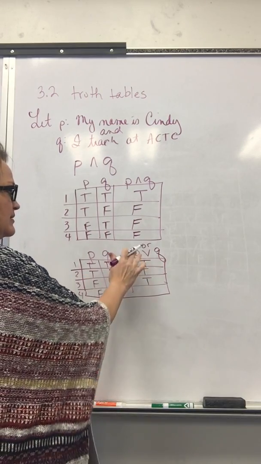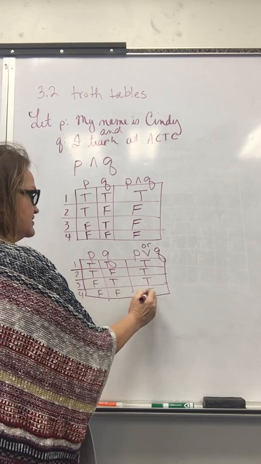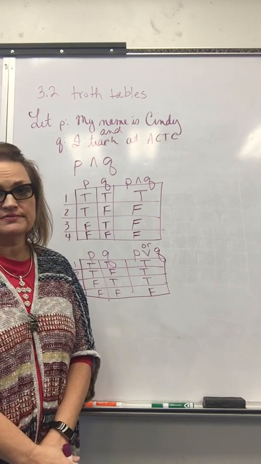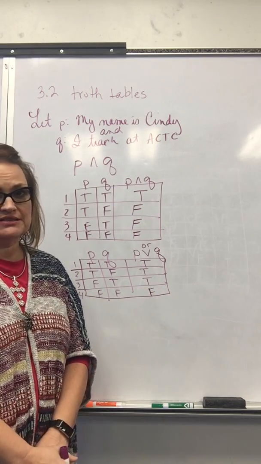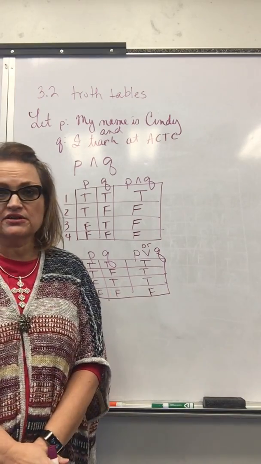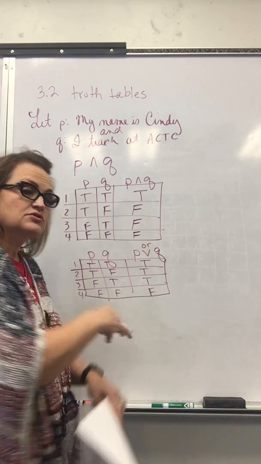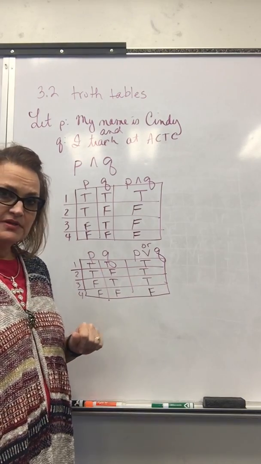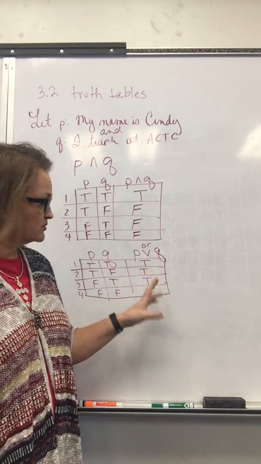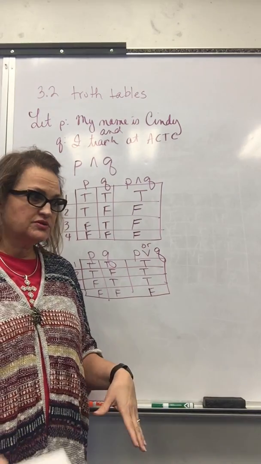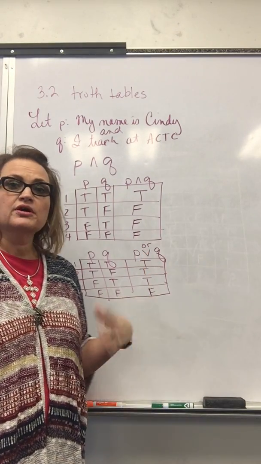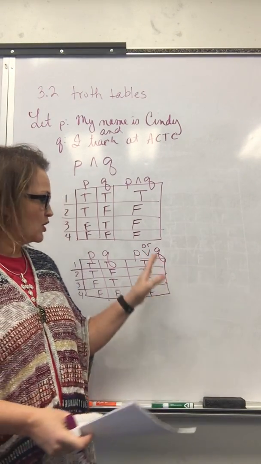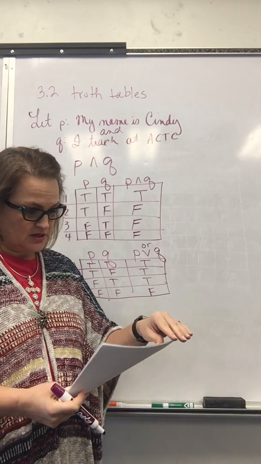So the only time the "or" statement gets a false is if both parts were false. If I'm not Cindy and I don't teach at ACTC, then I'm just totally telling a lie. But again, the word "or" is a little more open. As long as one of these is true, we put a T. So again, you'll have this in your notes whenever we get into a bigger truth table, and know whenever we're doing the "or" that it's more open, and these are the rules you use.